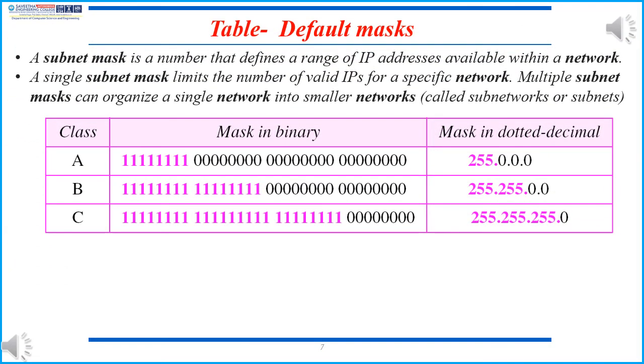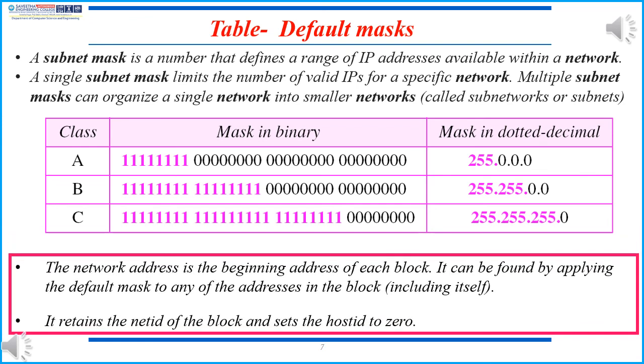Next, we see here about the mask. A subnet mask is a number that defines a range of IP addresses available within a network. A single subnet mask limits the number of valid IPs for a specific network. Multiple subnet masks can organize a single network into smaller networks, which are called subnetworks. For example, an entire institution may be given a single IP address, where each and every system present in a particular college can be allocated with the subnet mask.